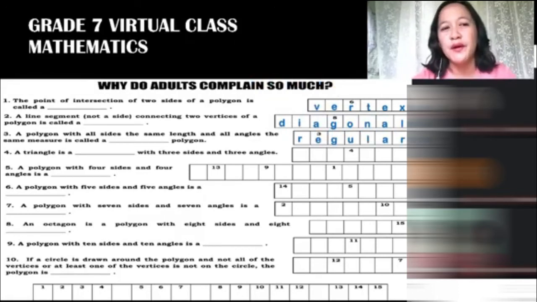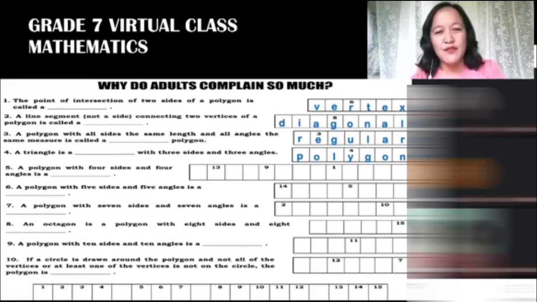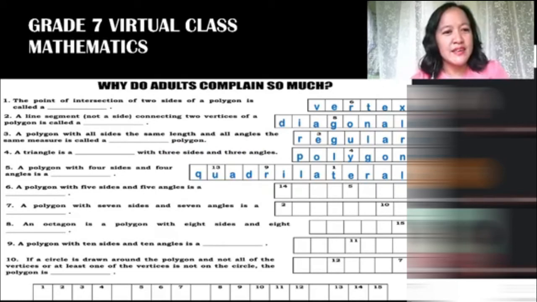For our number 4, napakadali. A triangle is A with 3 sides and 3 angles. What do you call a triangle? It is an example of a? Polygon. Exactly, polygon. Number 5. It is a polygon with 4 sides and 4 angles. What do you call that polygon with 4 sides and 4 angles? Quadrilateral. Quadrilateral, exactly. What about number 6?